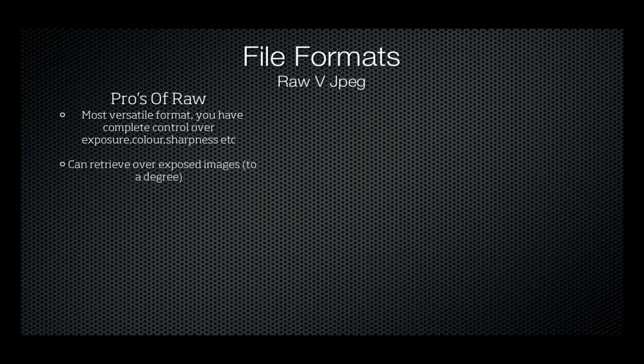You can retrieve overexposed images, as we spoke about earlier, but only to a degree. You can't go overexposing by 6 stops and expect to still be able to process it and retrieve that. That's just far too much. But certain amounts, depending on the scene you're photographing, you can retrieve some overexposure. It's got a better dynamic range, so you've got more tones from dark to light, and it's the best format for utmost quality. So if you want the best from your camera, RAW's the way to go.